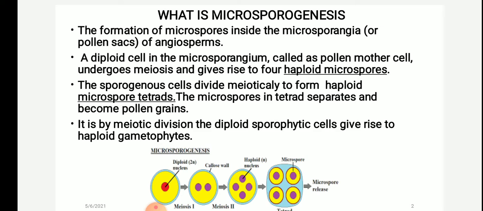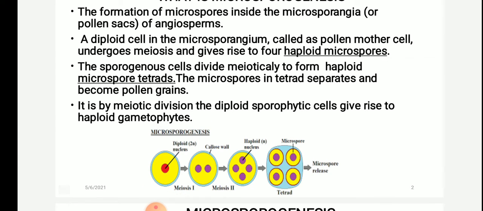as microsporogenesis. A diploid cell in the sporangium called as pollen mother cell undergoes meiosis and gives rise to 4 haploid microspores. The sporogenous cells divide meiotically to form haploid microspore tetrads. The microspores in tetrads separate and become pollen grains.